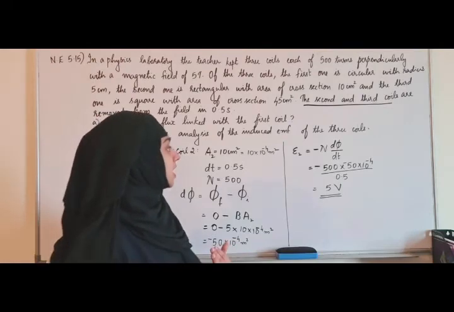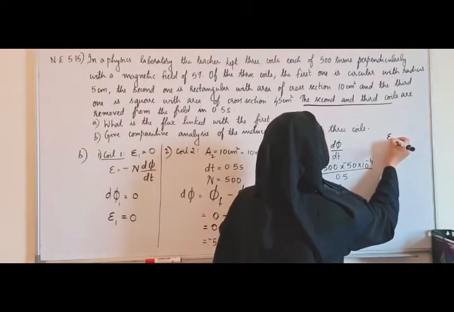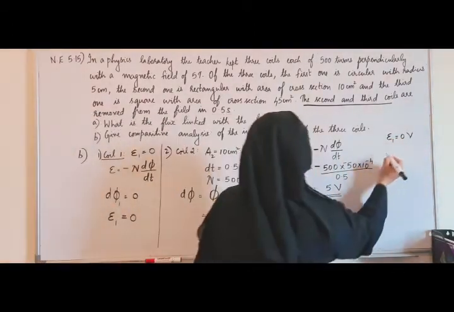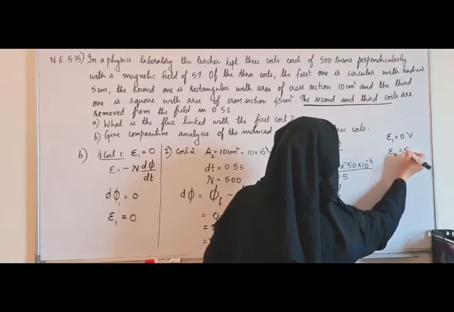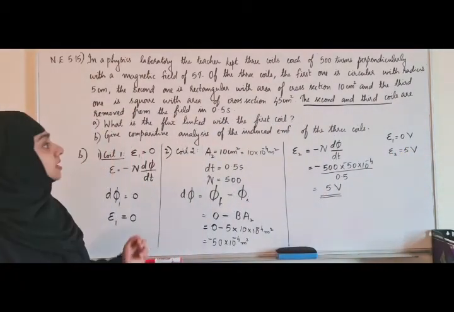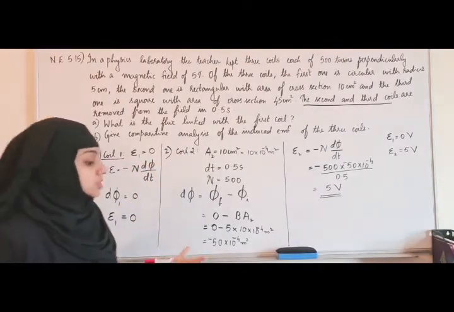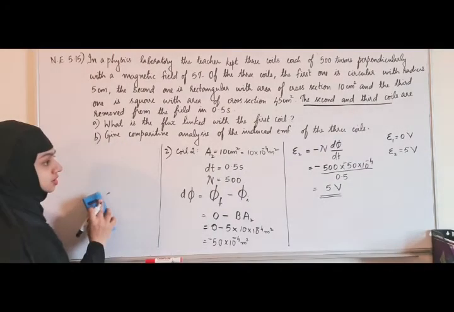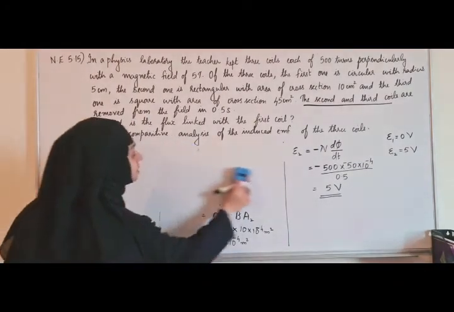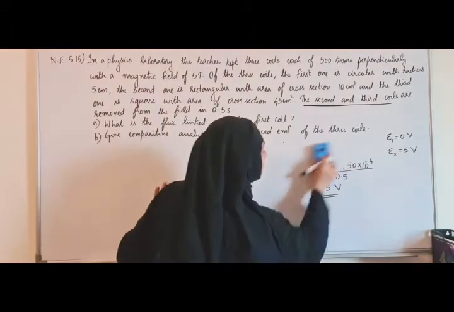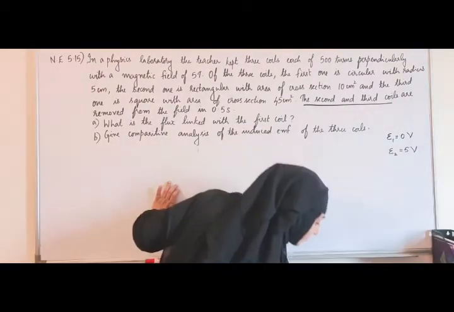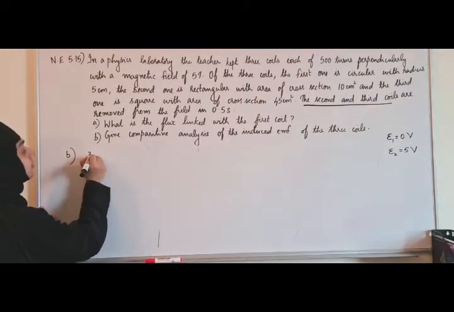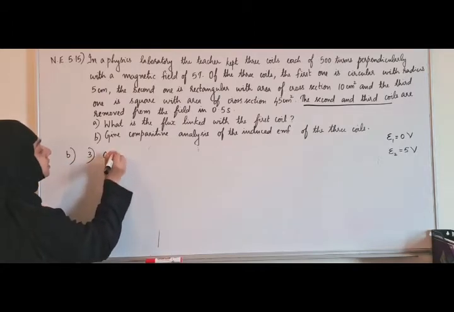Okay. Now, I will keep these values. E1 is equal to 0 volt because we have to compare them finally. And E2 is equal to 5 volts. And let us find the case for the third coil. What is the EMF induced in the third coil? So, I am going to rub all this. We have the required values there. So, the EMF induced in the third coil. So, coil 3.